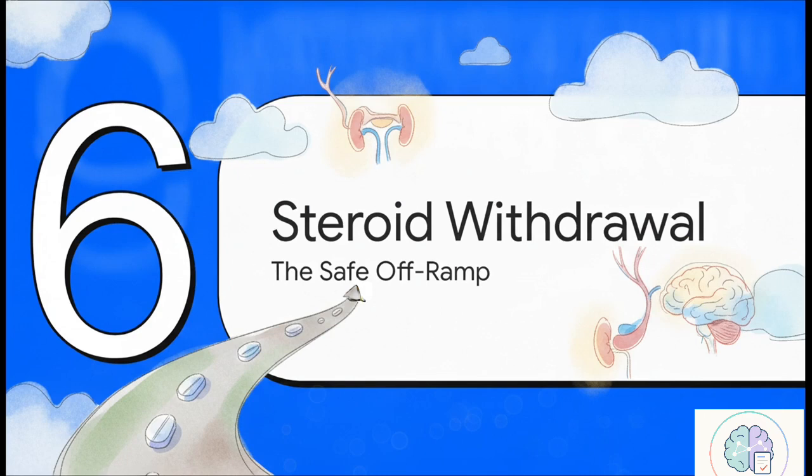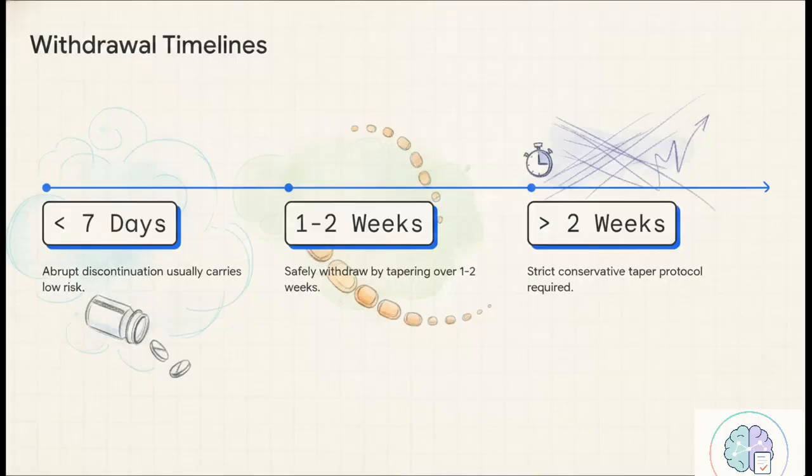And that brings us to Section 6, Safe Steroid Withdrawal, the off-ramp. To prevent all that chaos, we need highly precise rules for tapering these medications so the body has time to wake up safely. First things first, map out the timeline based on how long the patient was actually on the steroids. If it was a short course, less than 5 to 7 days, abruptly stopping usually carries a very low risk. You can normally just stop.